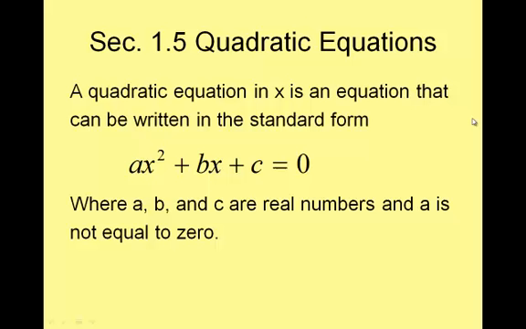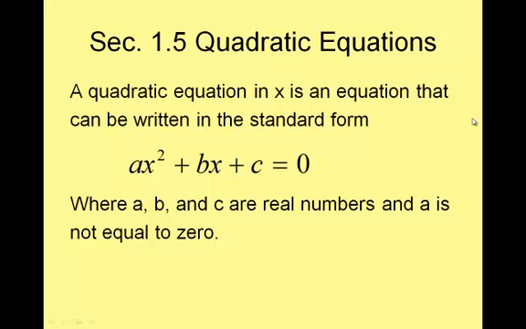This video covers section 1.5, quadratic equations. A quadratic equation in x is an equation that can be written in the standard form ax squared plus bx plus c equals 0, where a, b, and c are real numbers and a cannot be equal to 0. What makes this equation quadratic is the x squared term, so if that leading coefficient is 0, it makes the equation linear. So you can never have that a term missing. B or C, however, could be missing.